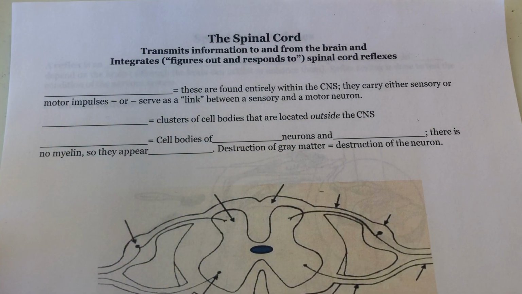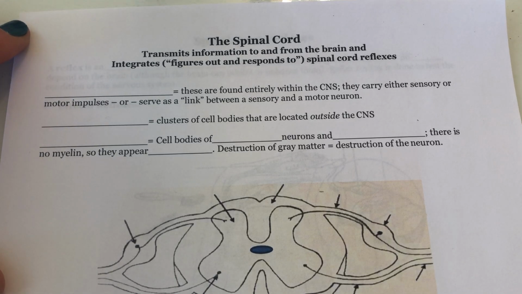We're going to talk about the spinal cord and the fact that it transmits information to and from the brain and the rest of the body, the periphery. It integrates and figures out how to respond to the reflexes too. We have spinal cord reflexes that only go to the spinal cord and go back and have an effect and don't go to the brain. And then we have reflexes that do go to the brain as well. But we're going to learn about the spinal cord reflexes only.